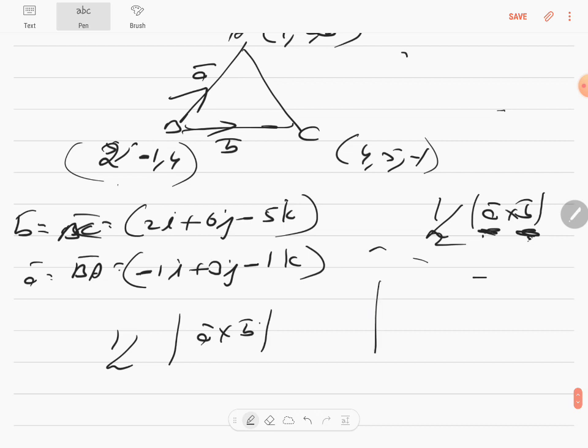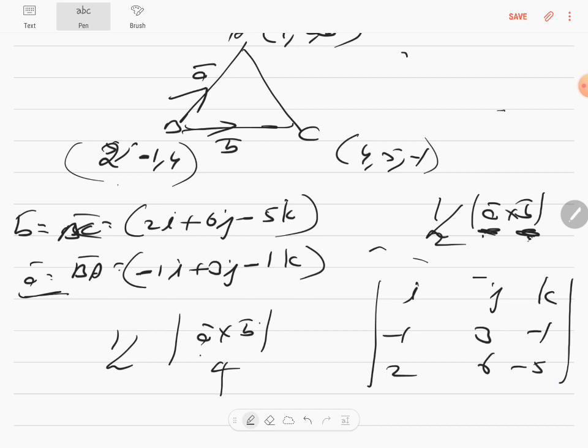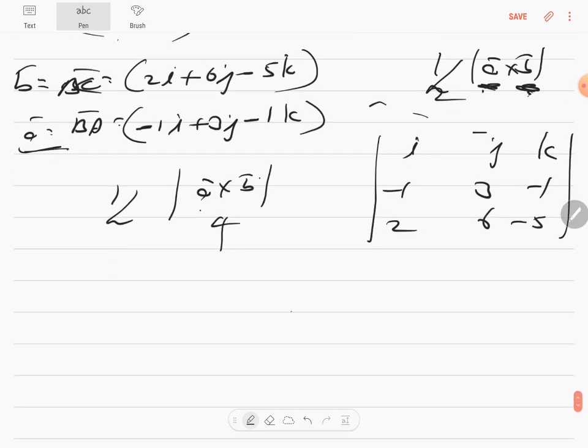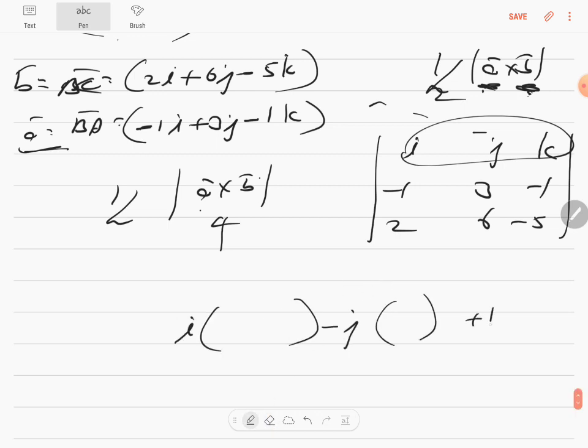And you know what magnitude of A cross B means? i, j, k. This is your A vector: minus 1, 3, minus 1. What is your B vector? 2, 6 and minus 5. Let's find the determinant. It's plus, minus, plus. i into, minus j into, plus k into. 1 into, top to bottom, minus 15 plus 6. Minus j into that row, that column removed, so it's 5 plus 2. Plus k into that row, that column removed, so you know it is minus 6 minus 6.